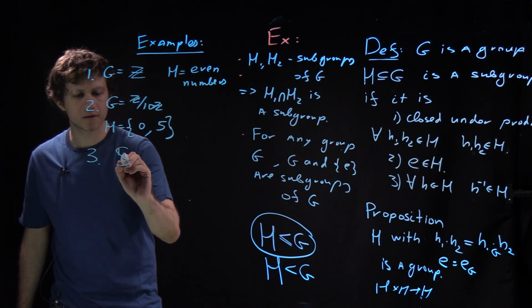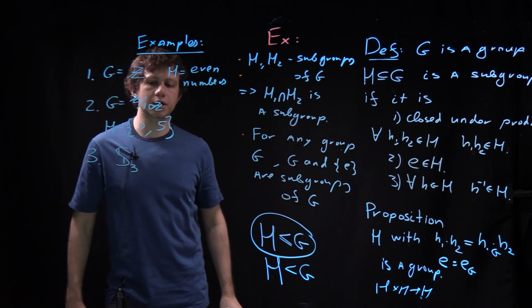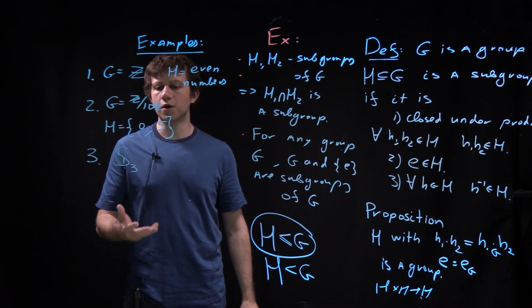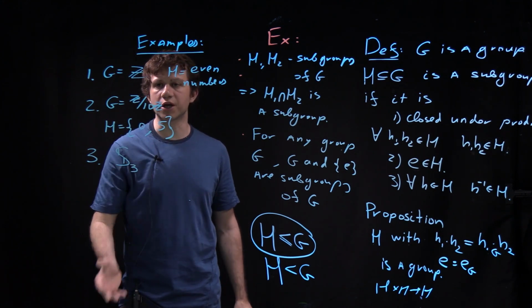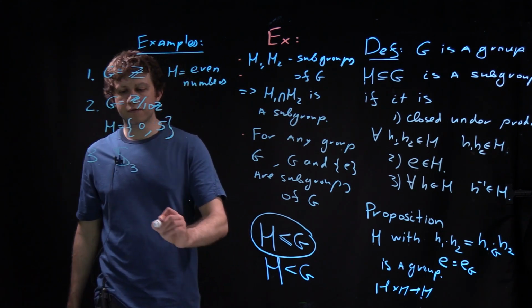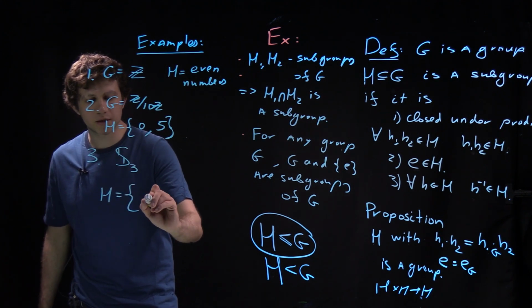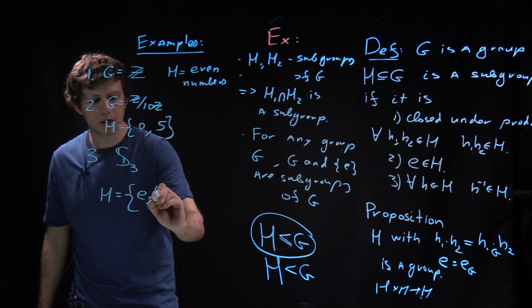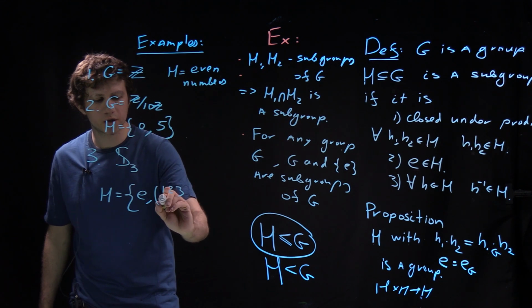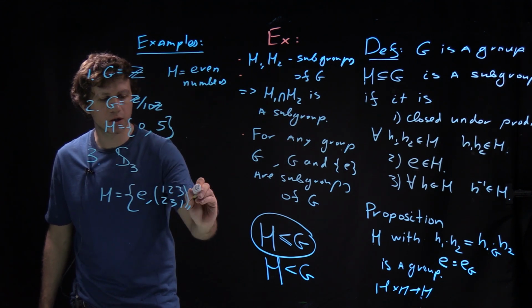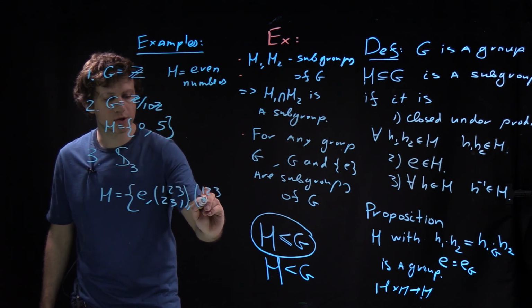The third example might be S3, the permutations of 3 elements. For instance, one can take H to be a subgroup consisting of the identity, the permutation 1, 2, 3 going to 2, 3, 1, and the permutation 1, 2, 3 going to 3, 1, 2.